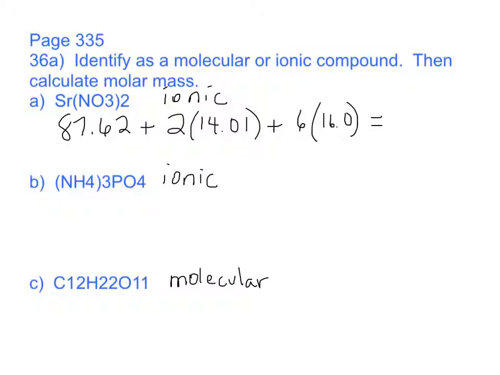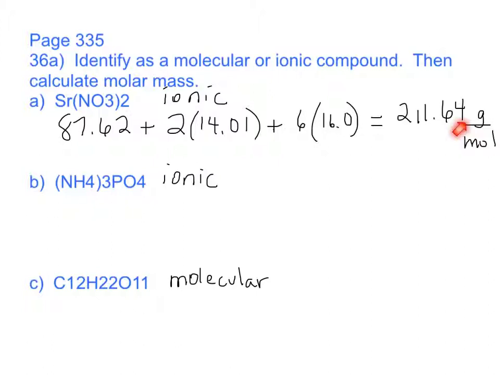All right, and if we multiply and add, we should get 211.64 grams per mole. Now let me just say a word about atomic masses and molar masses. You should use the 2 decimal places that are given for most of your atomic masses on your periodic table. So when you have 2 decimal places, your answers should have 2 decimal places as well, in terms of calculation of molar masses. So stick to 2 decimal places.